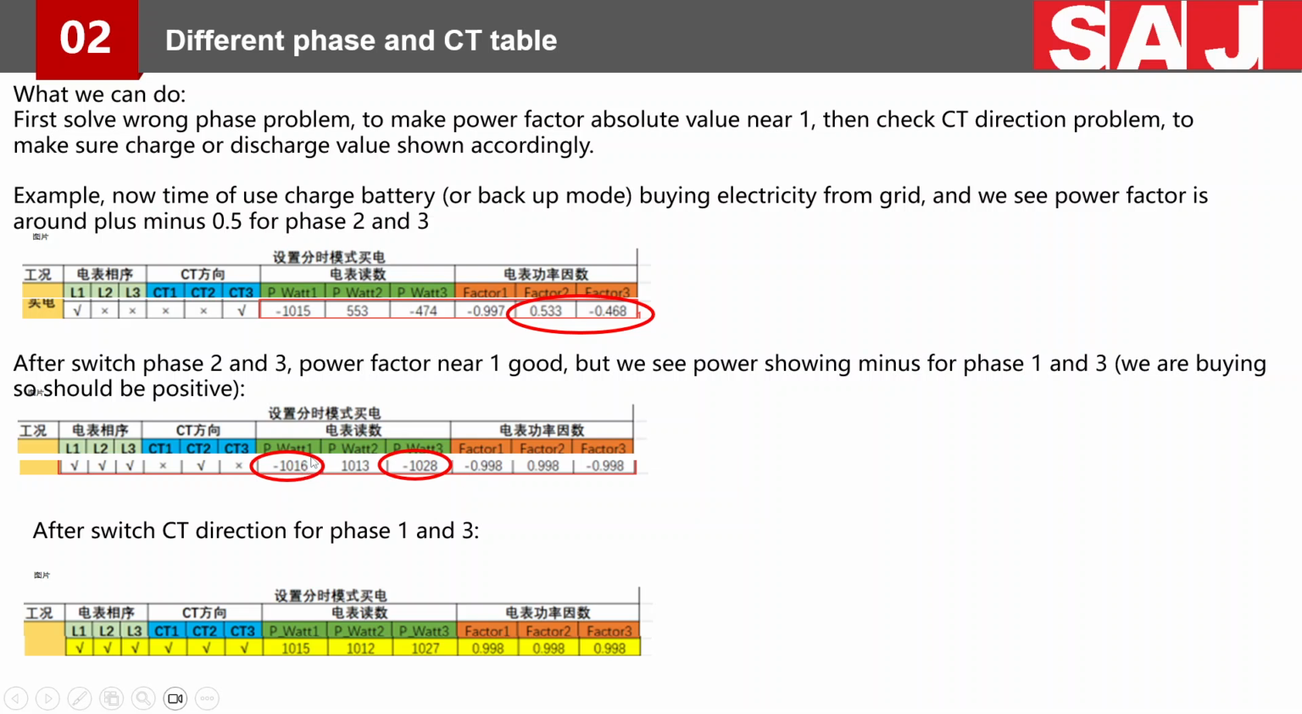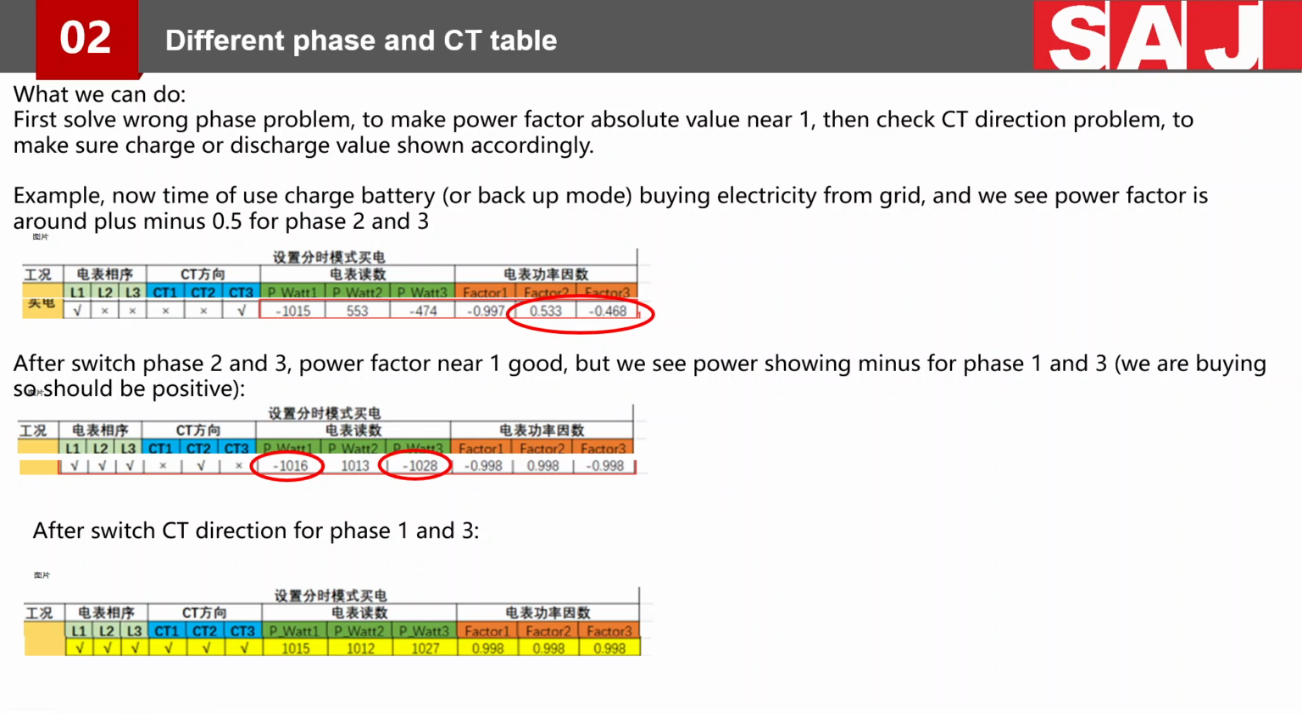Here you can see for phase 1 and phase 3 it's minus. Since we are using backup mode which is charging the battery, we're buying power from the grid, so the power of the smart meter can only be positive. So it means we have the wrong arrow direction of the CT, and then you change the direction of the CT clamps for phase 1 and phase 3. Now everything's positive, and because we're charging, it's correct.